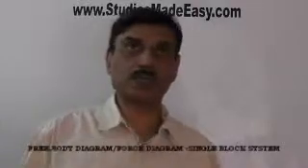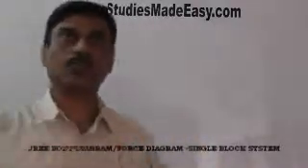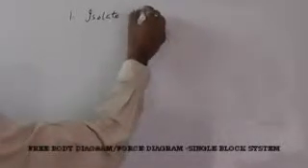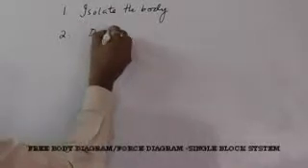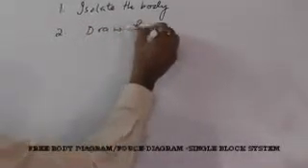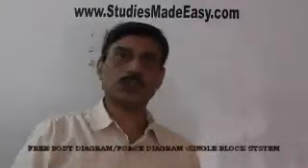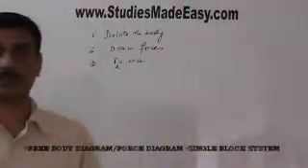So let me write down the basic steps we need to follow when we apply the free body diagram method. First of all, isolate the body. Second, draw forces. And third, apply resultant force is equal to mass into acceleration. Using this, you can get the answer.